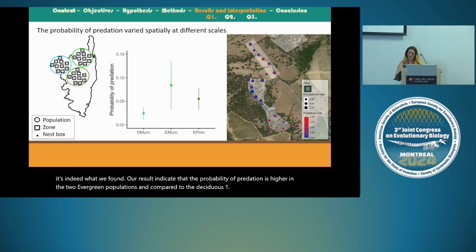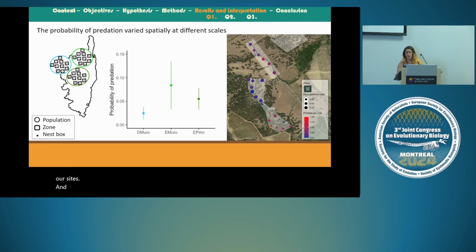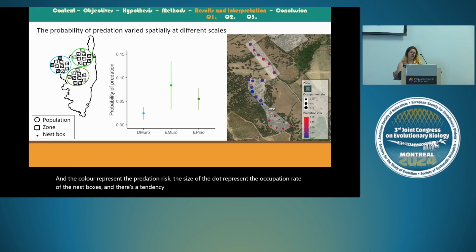And we see that some zones and some nest boxes are more risky, or have a higher probability of predation, than others. So here, for example, the zone that is in the center has a lower risk of predation than the 2 other zones. So this is one map from one of our sites. The color represents the predation risk. The size of the dot represents the occupation rate of the nest boxes. And there's a tendency that riskier nest boxes are less often occupied than non-risky ones, although this tendency is not significant.